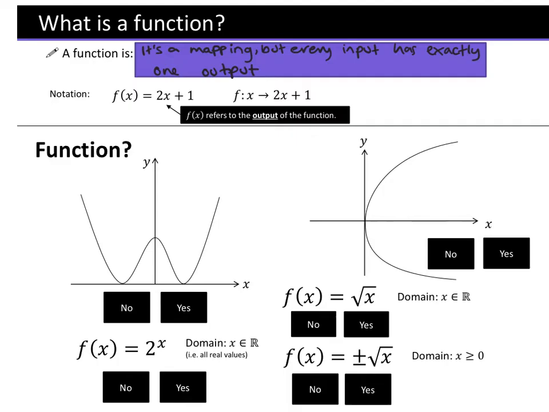So for example here, if we have a look at this question, is this a function? Well, for every value of x, we get a value of y. So, does one input have exactly one output? Yes, it does, because this input gives this output, this input gives this output, this input gives this output, and this input gives this output. So this is a function.